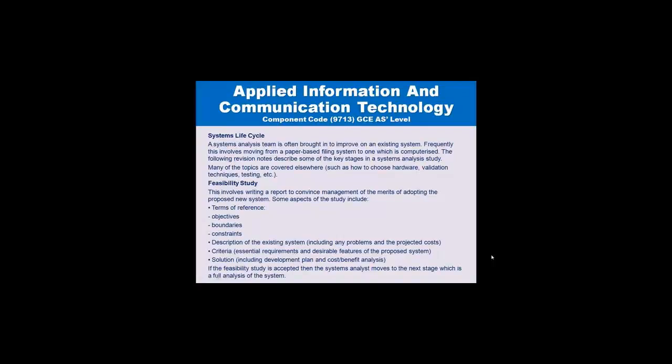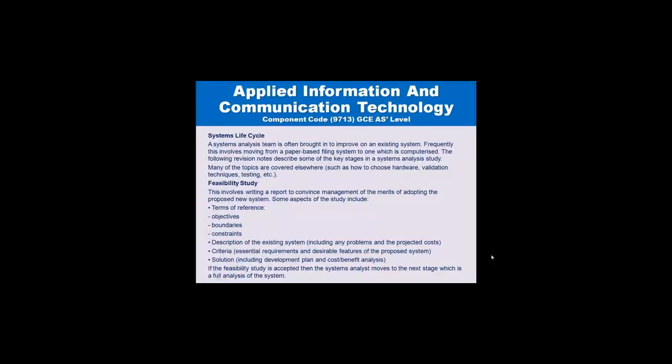Criteria, that is essential requirements and desirable features of the proposed system, and the solution you give to the customer, basically including a development plan and cost benefit analysis. Basically, what does cost benefit analysis include? It includes all the system costs, material cost, let's suppose buying hardware. Then you have a personnel cost, let's suppose how many operators or users are required to operate the system.